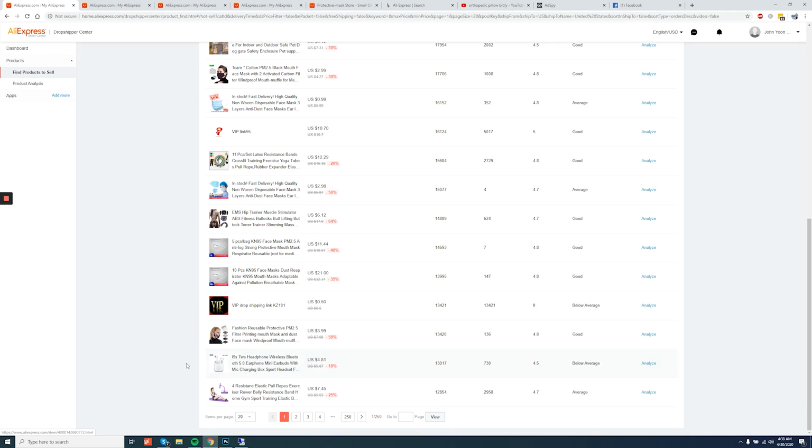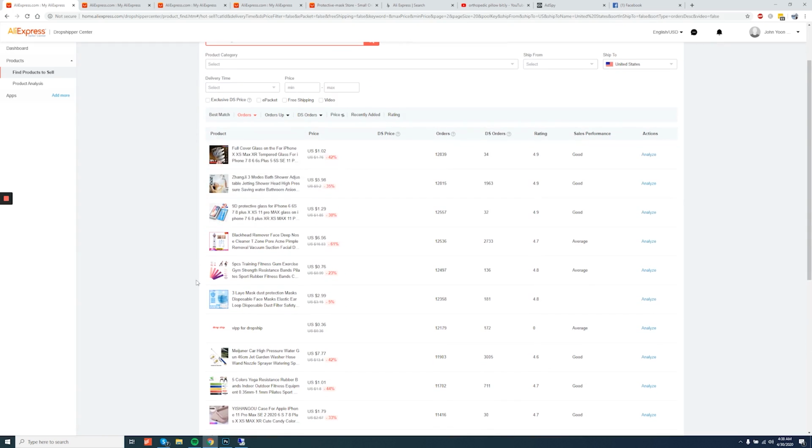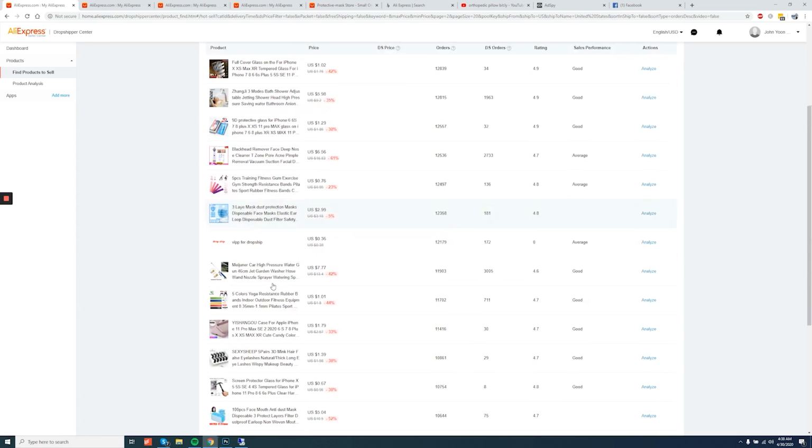Now I see these fake AirPods right here. I know these sold pretty damn well, but also that could get you into trouble because these are fake AirPods. So I would not recommend you to sell these. All right, let's keep on going down the list. Page number 4 now. And as you can see, there's a lot of different products.